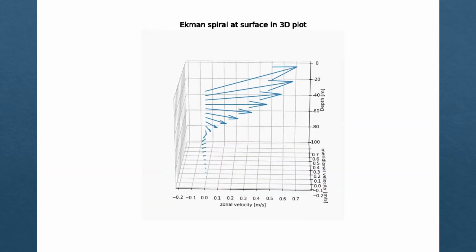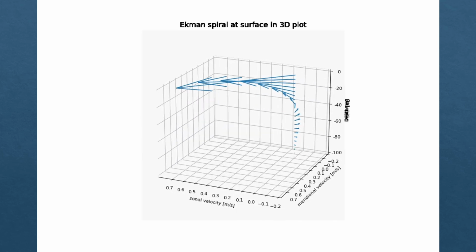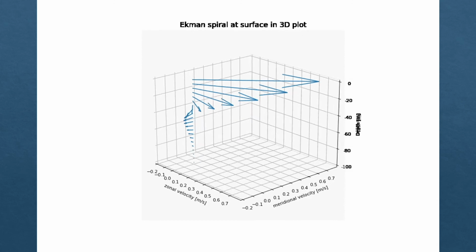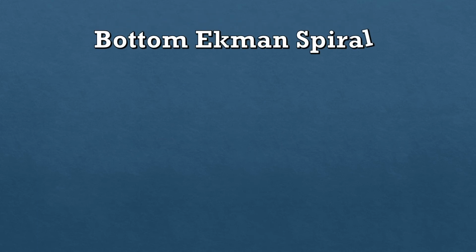You have told me about Professor Nansen and his observations of this spiral at the surface, but do you know that the same phenomenon can be observed at the bottom of the ocean? Whoa, really? How does that work? So, in the 21st century, we call this phenomenon the bottom Ekman spiral.